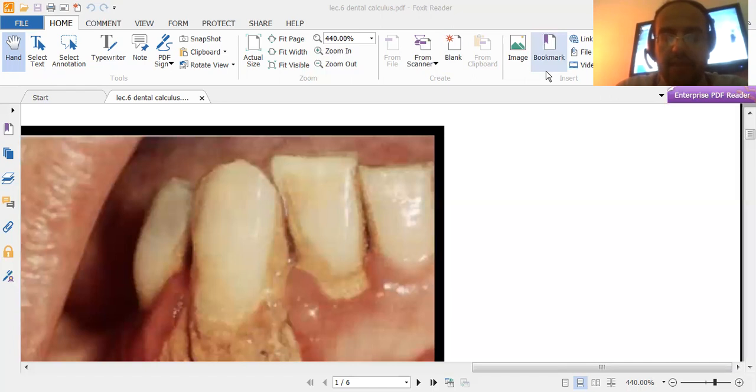Composition of the calculus, inorganic content. The supragingival calculus consists of inorganic content, 70% to 90%, and organic components. The inorganic portion consists mainly of calcium phosphate and calcium carbonate, with trace magnesium phosphate and other metals. At least 2/3 of the inorganic component is a crystalline structure.